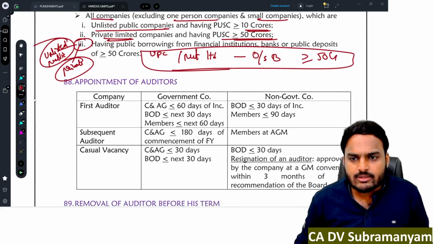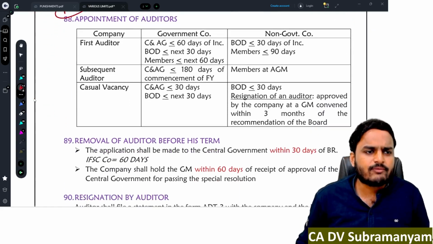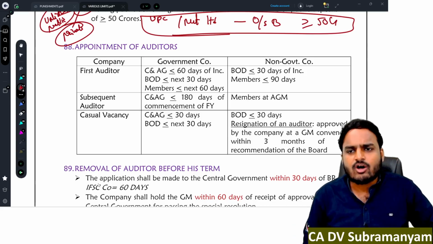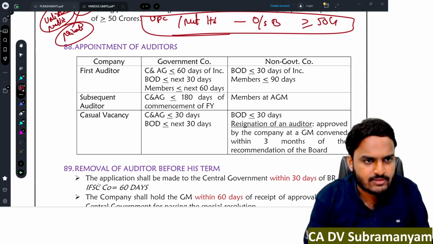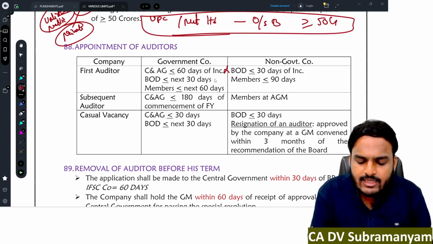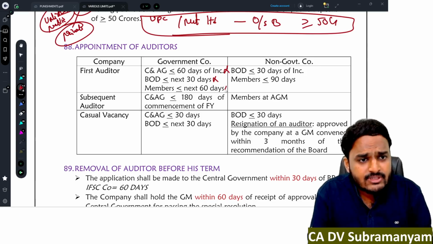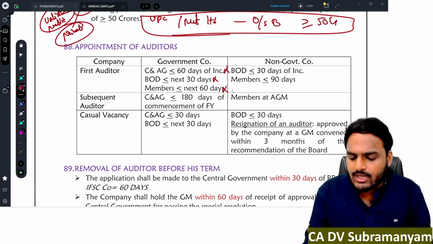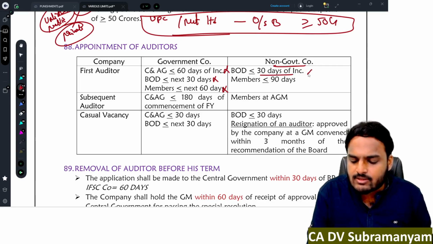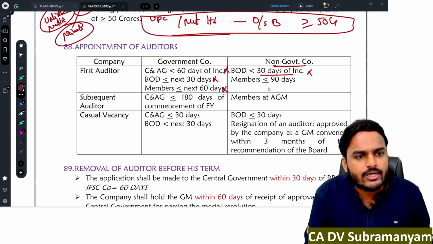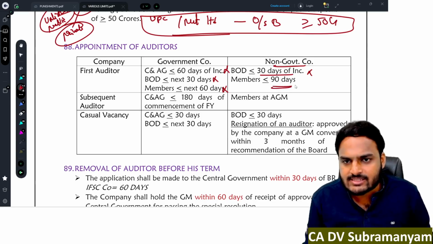Next one, appointment of auditors. So time limit for appointment of auditors. In case of government company, first auditor, C&AG shall appoint within 60 days of incorporation. Failed. Then board of directors in the next 30 days. Failed. Then members within next 60 days. Coming to non-government company, board of directors shall appoint first auditor within 30 days of incorporation. Failed. Then members shall appoint first auditor within 90 days.